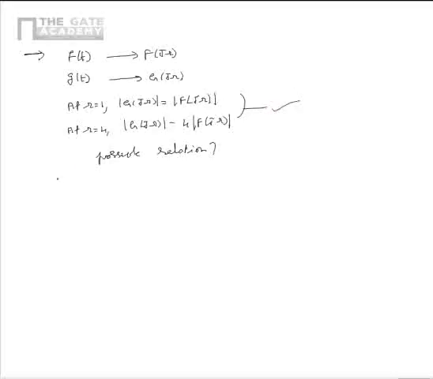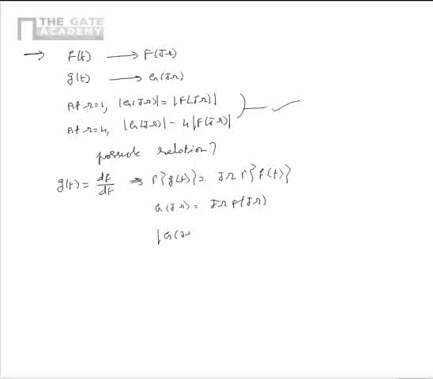We know that if g of t is equal to df by dt, the Fourier transform of g of t would be equal to j omega multiplied by the Fourier transform of f of t. From this we can write that G of j omega is equal to j omega multiplied by F of j omega.